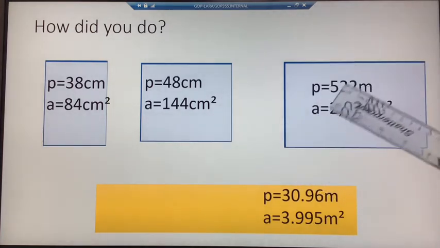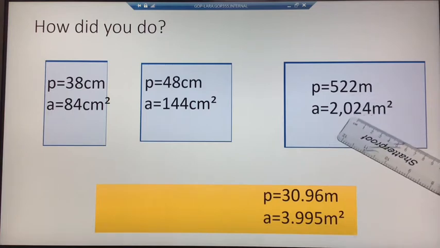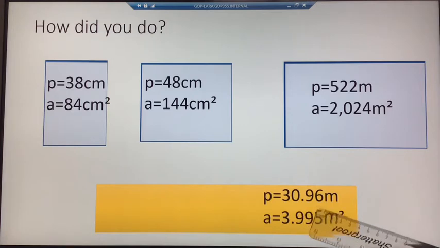This rectangle, the perimeter was 522 metres and the area 2024 metres squared. And this was a very tricky one at the bottom. The perimeter was 30.96 metres and the area 3.995 metres squared.